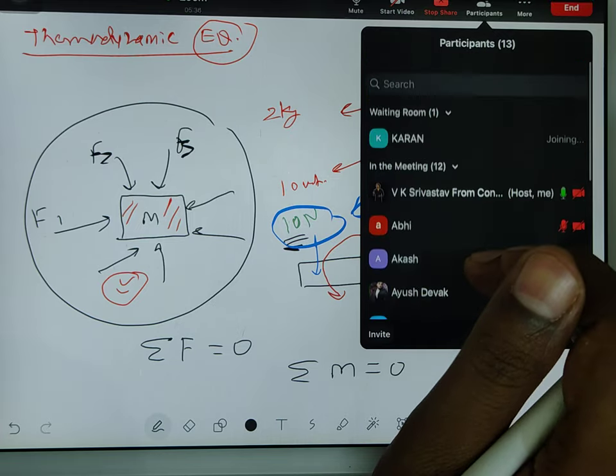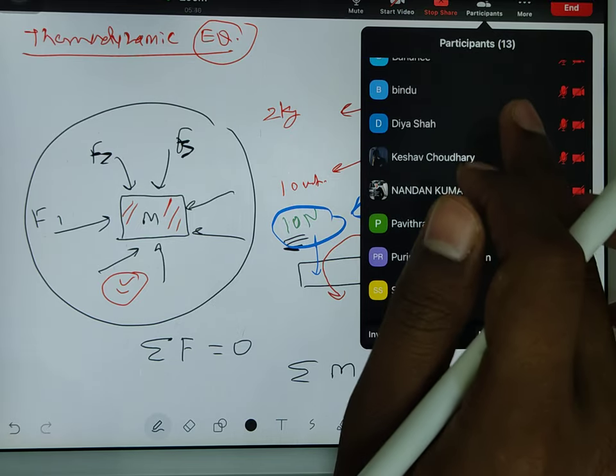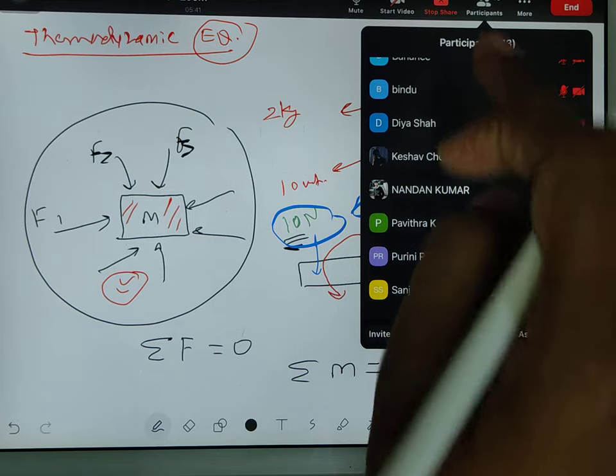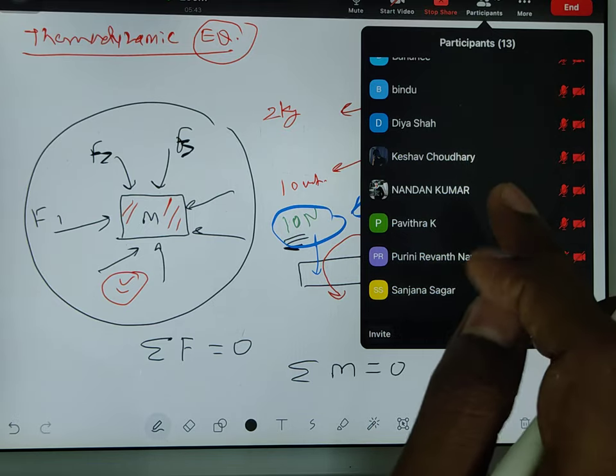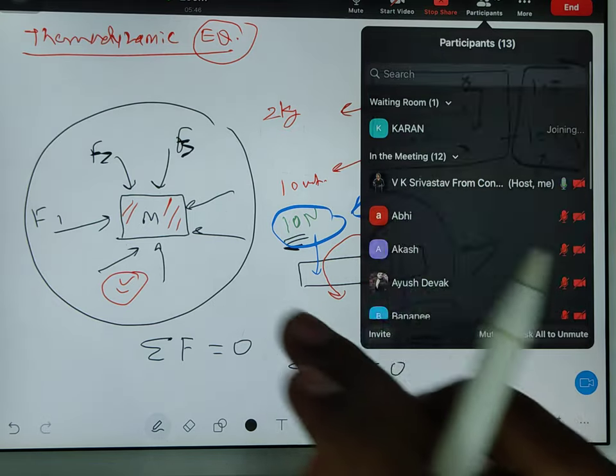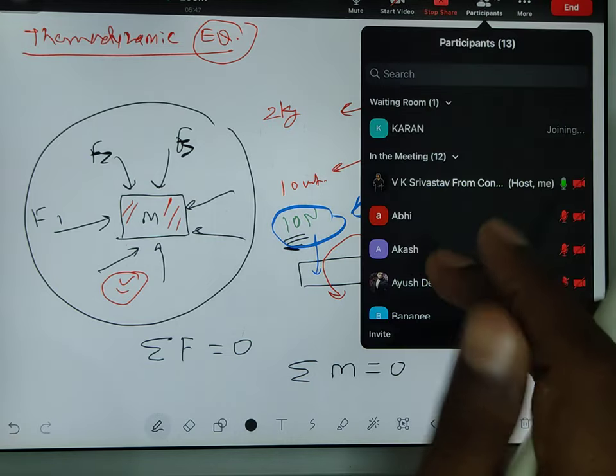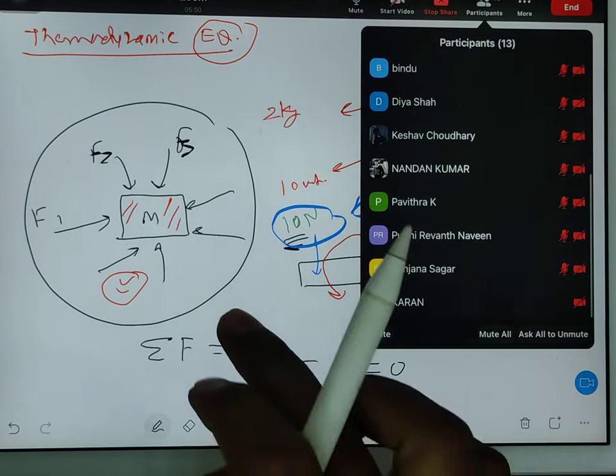Wait, I think Karan is not able to join. Many students are not able to join because of internet issue, I can see. Guys, please take care of internet, otherwise how will you attend the classes?